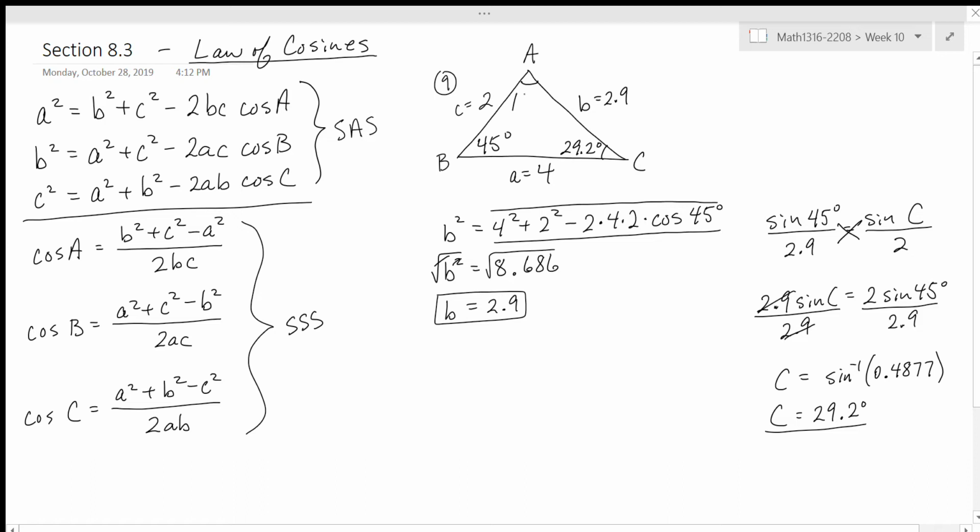Okay, one something. 105.8? Agreed? Don't forget, all three angles have to add up to make 180. And if they don't add up to 180, you screwed something up. Anybody have any questions?